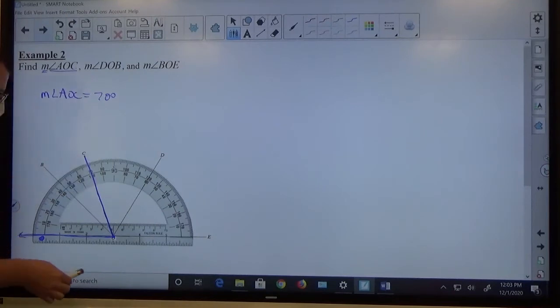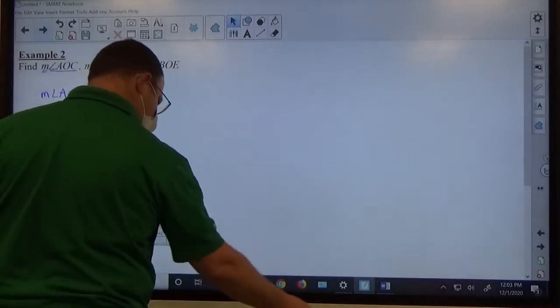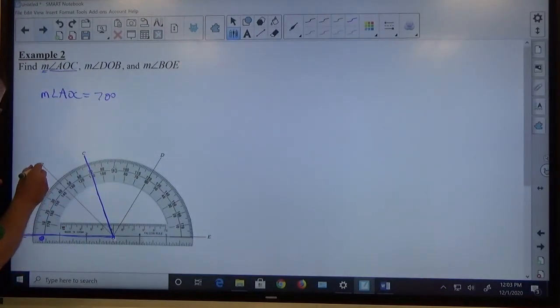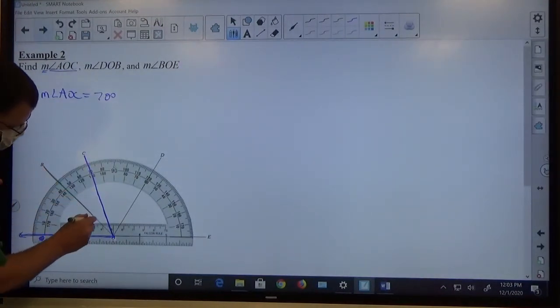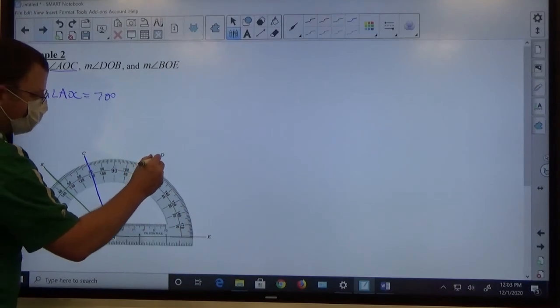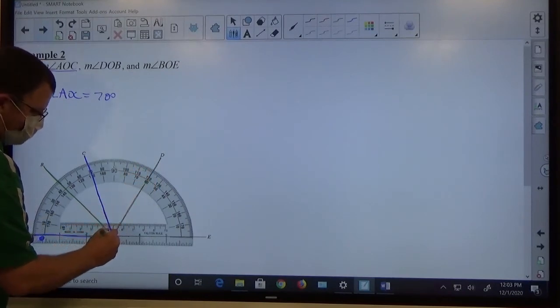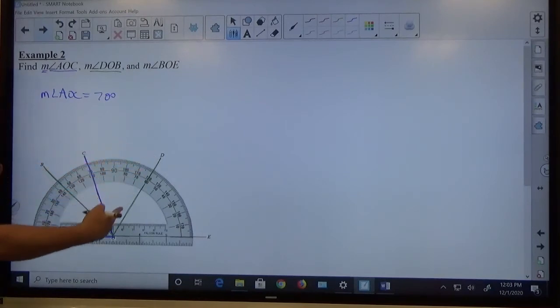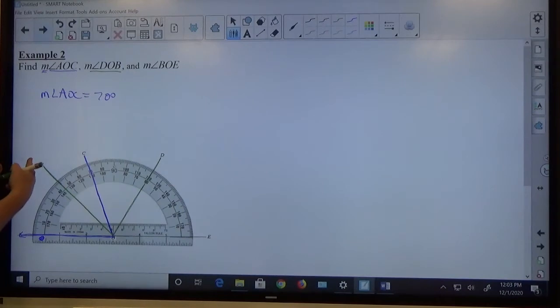All right? If I'm looking at DOB, angle DOB is here. There's angle DOB. Again, start at D, vertex O, go over to B. It could have also been called angle BOD. It doesn't matter which direction you go. O's in the middle.